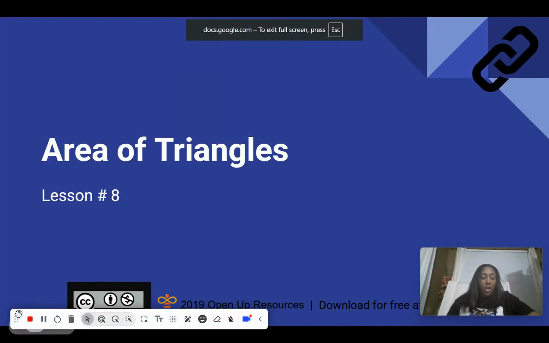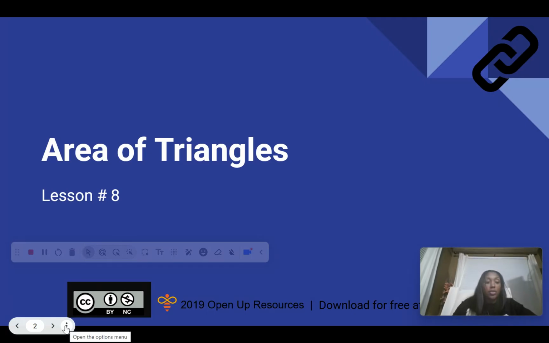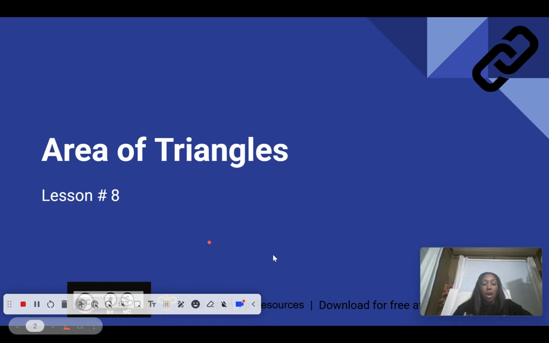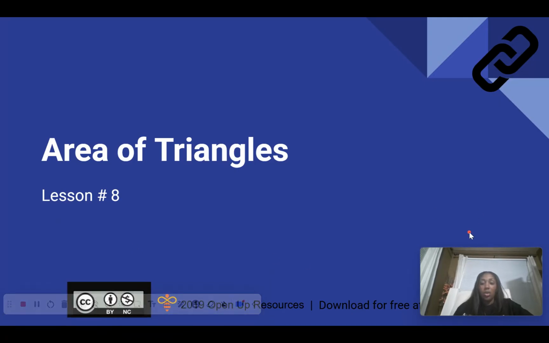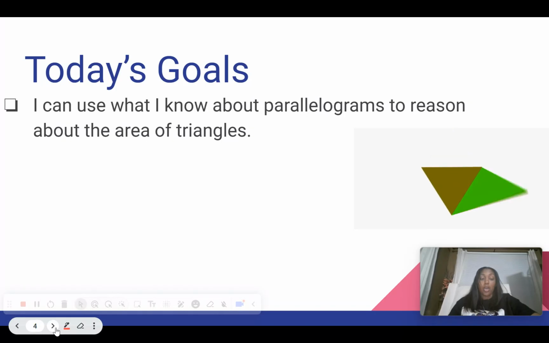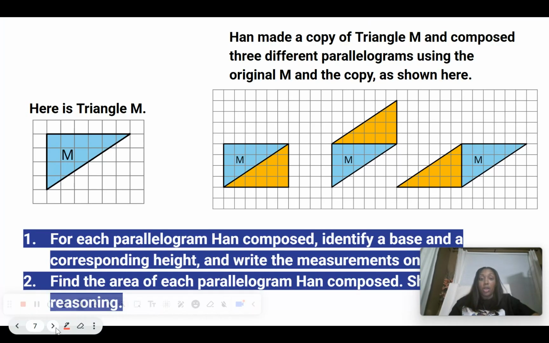All right, you guys, so we are going to be looking at how to find the area of some triangles by using what we know about parallelograms to help us. All right, so let's get started. So let's use what we know about parallelograms to find the area of triangles. And our goal is to use what you know about parallelograms to reason about the area of triangles. So let's start with this first exercise about composing parallelograms.